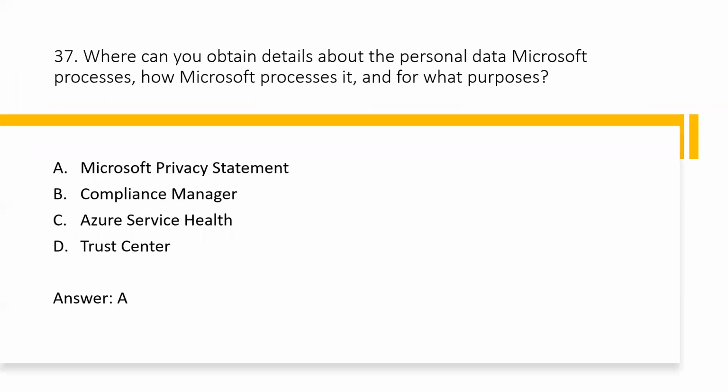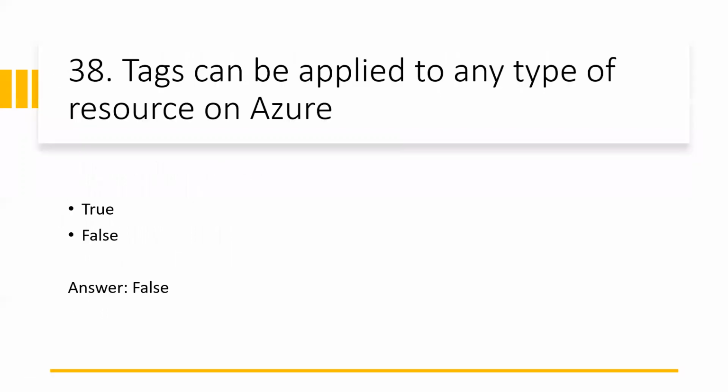Question 37. Where can you obtain details about the personal data Microsoft processes, how Microsoft processes it, and for what purposes? Option A, Microsoft Privacy Statement. B, Compliance Manager. C, Azure Service Health. D, Trust Center. Option A, Microsoft Privacy Statement, is the right answer.